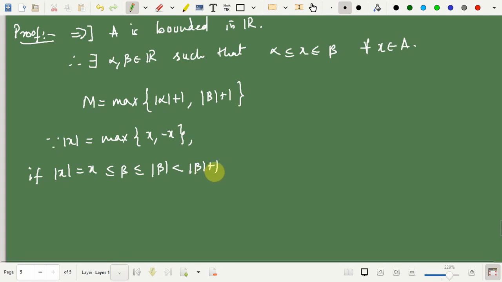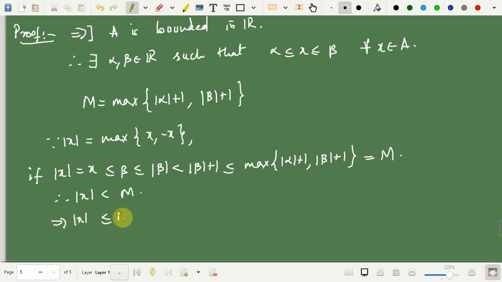now mod of beta plus 1, if I compare this to the maximum, then this has to be less than or equal to the maximum of mod of alpha plus 1 comma mod of beta plus 1. It could be either mod of alpha plus 1 or mod of beta plus 1, depending on which one is greater, and therefore, this has to be greater than or equal to this, and that is nothing but your m. So, we have shown that mod of x is strictly less than m, and therefore, I can say that mod of x is less than or equal to m.